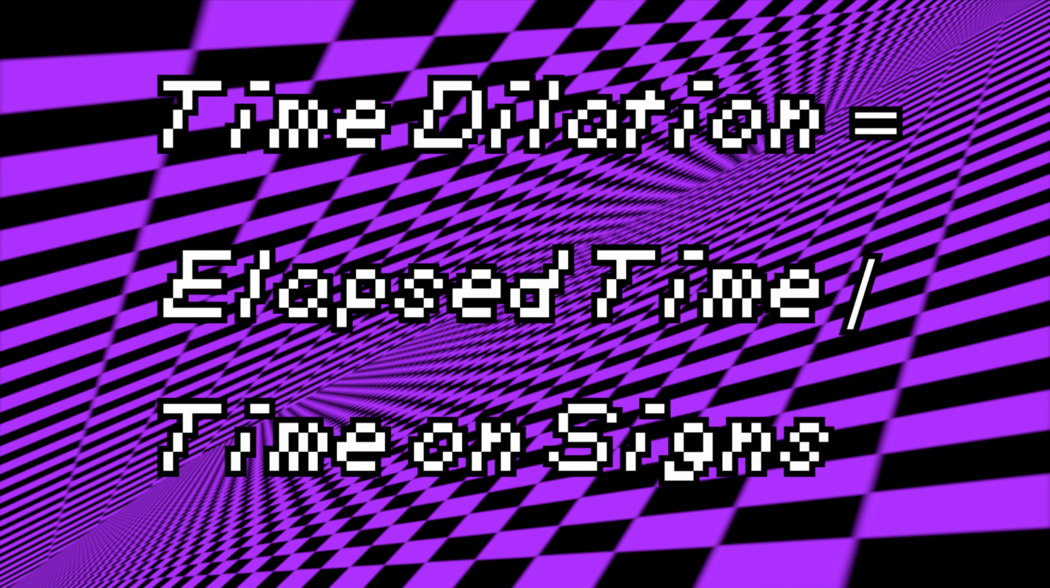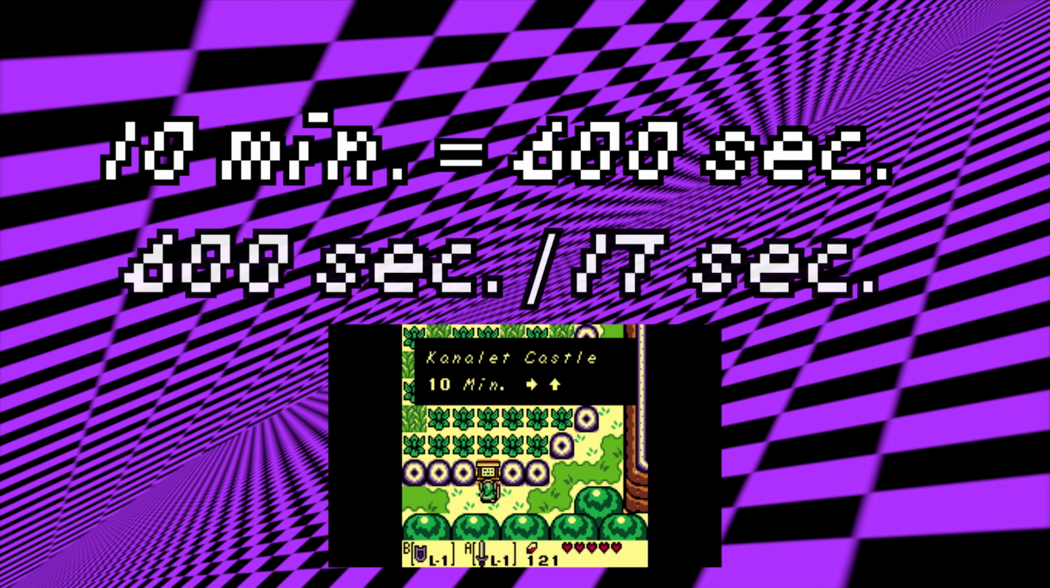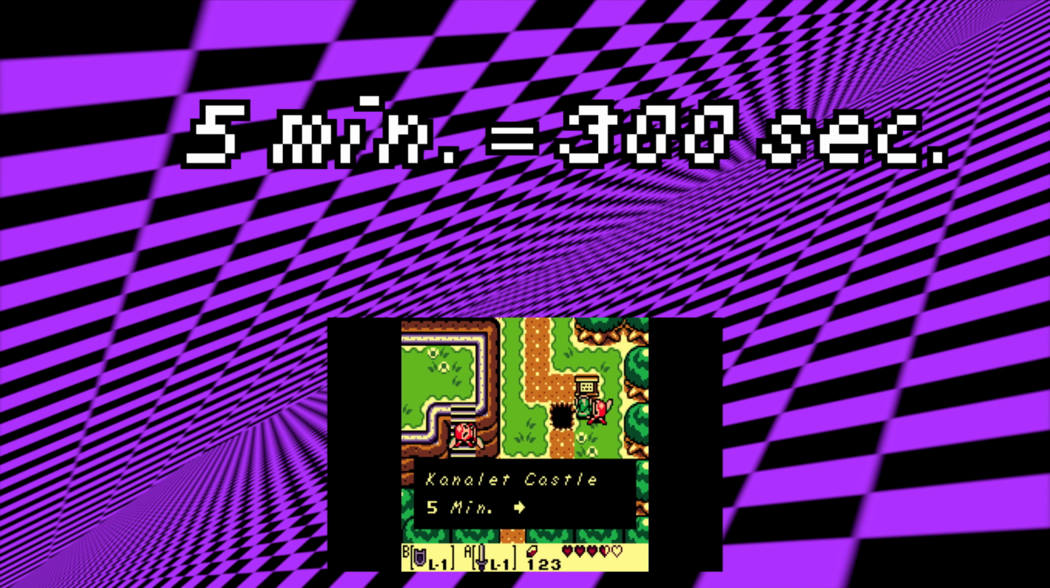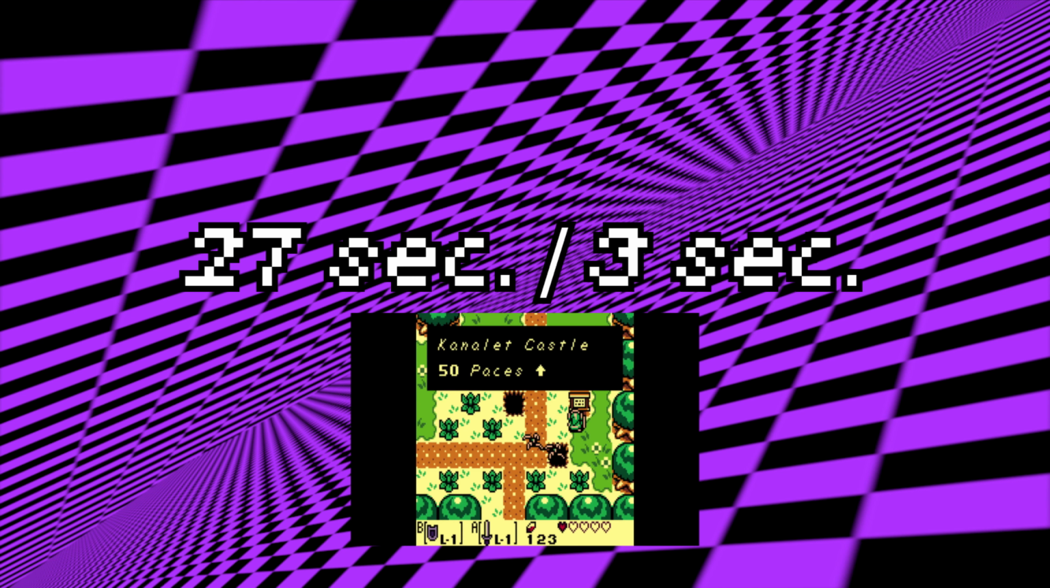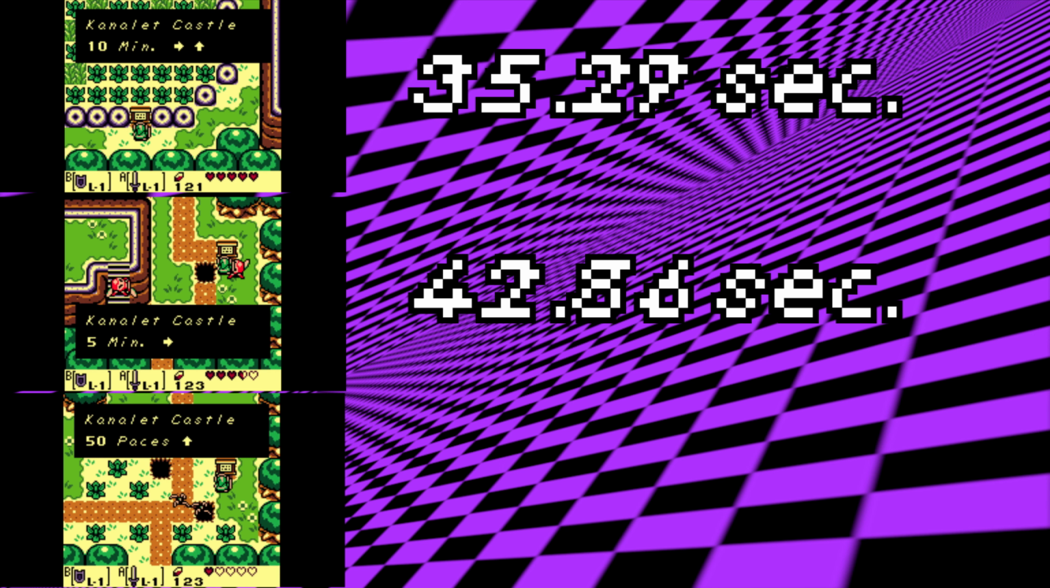To find the time dilation, we just have to divide the elapsed time by what was given on the signs. 10 minutes is 600 seconds, which we divide by the actual time taken of 17 seconds. Likewise, we do the same with 5 minutes turning to 300 seconds, divided by 7 seconds, and our estimated 27 seconds by the actual time of 3 seconds. That gives us the variables of 35.29 seconds, 42.86 seconds, and a nice whole 3 seconds.